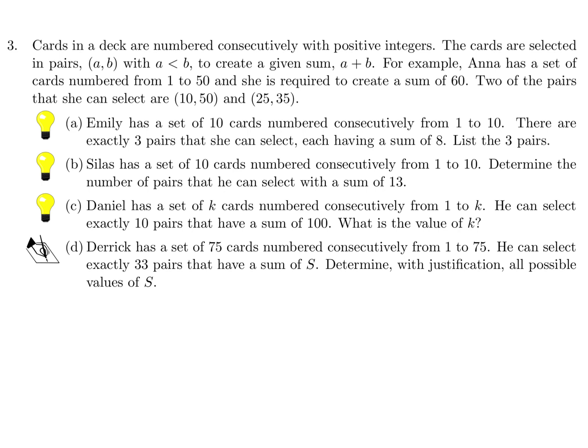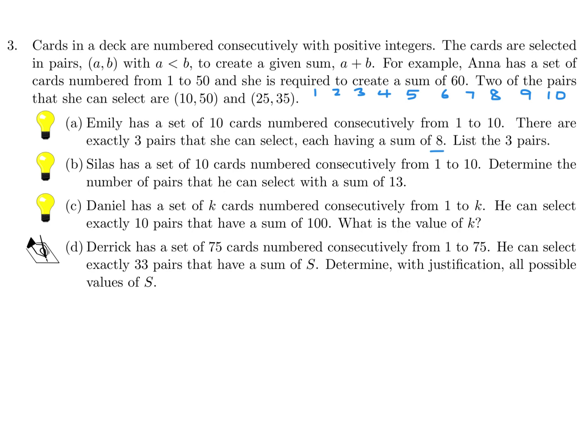Emily has a set of 10 cards numbered exactly from 1 to 10. There are exactly 3 pairs that she can select, each having a sum of 8. List those pairs. All right, so 1, 2, 3, 4, 5, 6, 7, 8, 9, 10. So those are the numbers, and then we want to create 3 pairs that have a sum of 8.